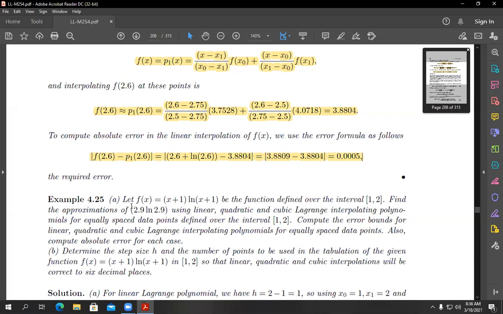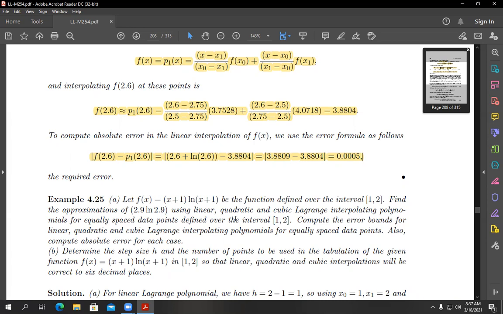I have this example. Let f of x be equal to (x plus 1) ln (x plus 1), with the function defined in the interval. Then I say find the approximation of 2.9 ln 2.9 using linear, quadratic, and cubic polynomials for the equally spaced data points inside that. Of course, here I'm just doing this. But in the exam, I will not give you linear, quadratic, and cubic. In the exam, I give you only one, either linear or quadratic. And as I told you, cubic I cannot give you.